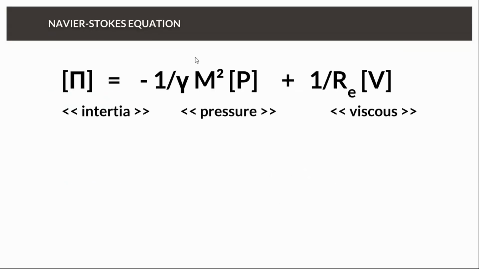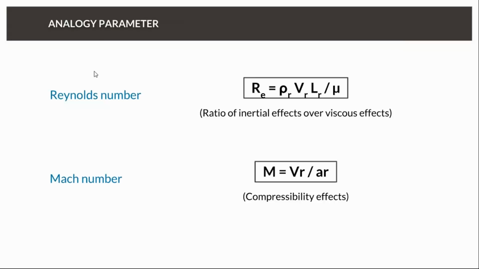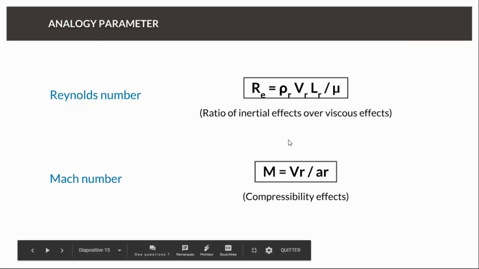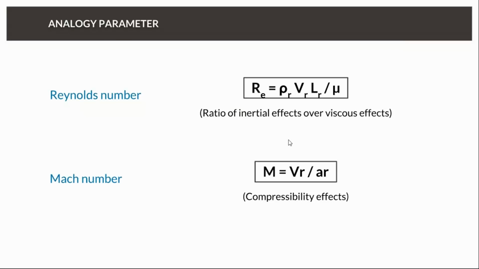As you see, in this formula appear two kinds of numbers without dimensions. They are similitude parameters or analogy parameters. They are very important for knowing the importance of each effect. I will start with the bottom one, the Mach number. Mach number is the ratio of the speed of the perturbations compared to the speed of sound, or the speed of the body. If your car moves at a given speed, how fast does it move compared to the speed of sound?